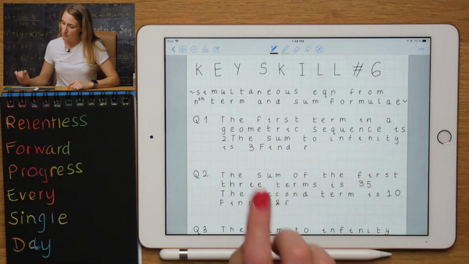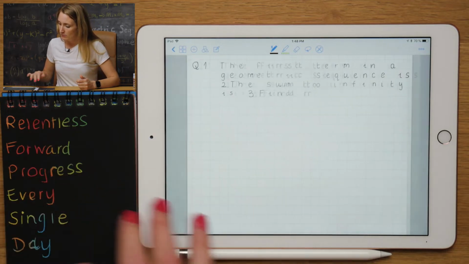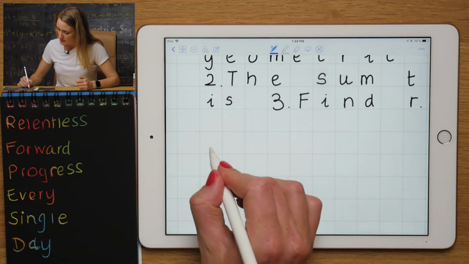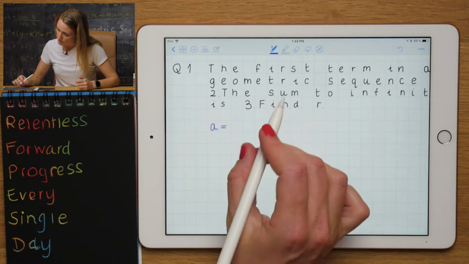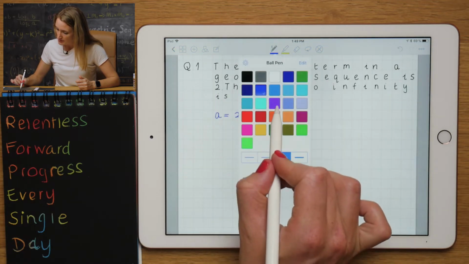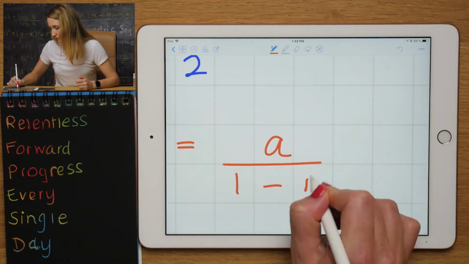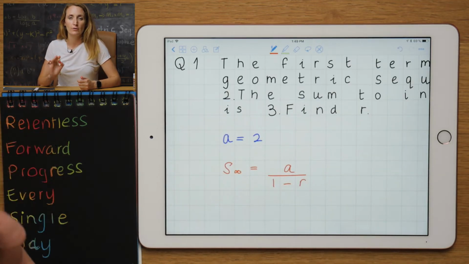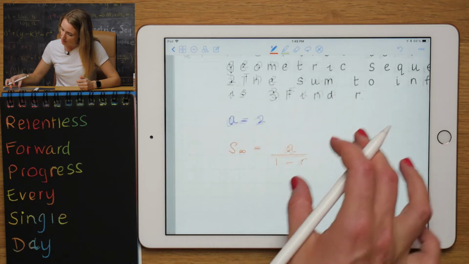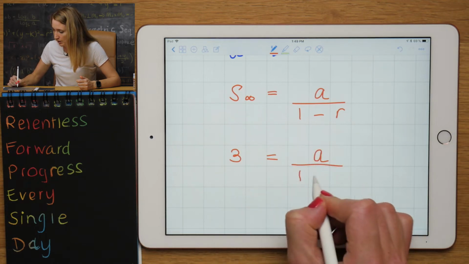So let's have a look at question 1. The first term in a geometric sequence is 2. Now you should remember that the first term is always A. So in question 1, the first thing I'm going to write down is A is equal to 2. We've been told that the sum to infinity is 3. You need to know your sum to infinity formula. I'm going to write it down for you here. If you don't know that off by heart, you can get your formula booklet and it will be written down there. Now we've been told the sum to infinity is 3. So let's put 3 in the sum to infinity space and we've got A over 1 minus R.